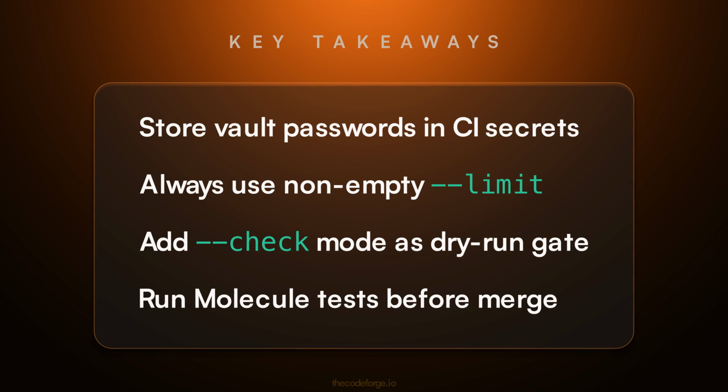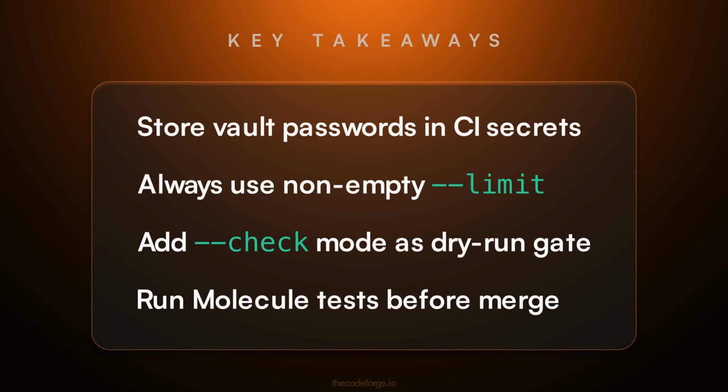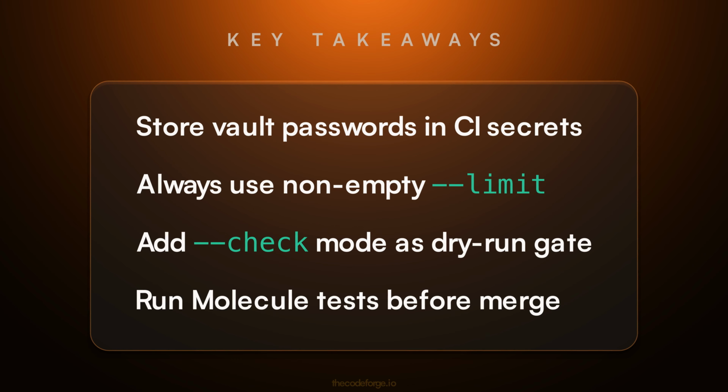Let's recap the key takeaways. Store vault passwords in CI secrets. Always use a non-empty limit. Add check mode as a dry run gate. Run molecule tests before merge.